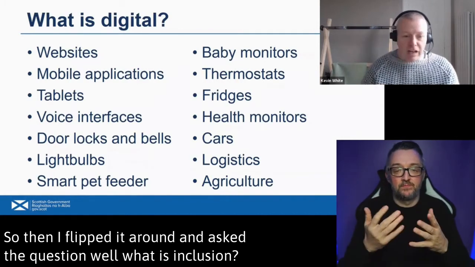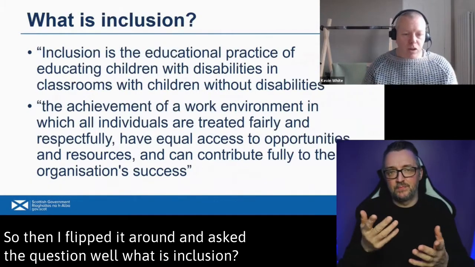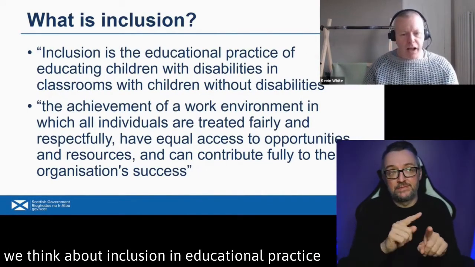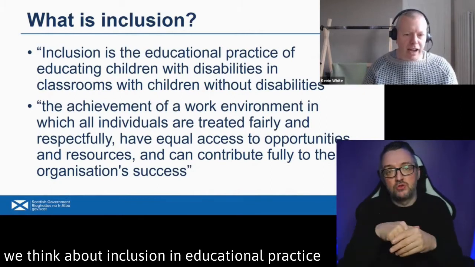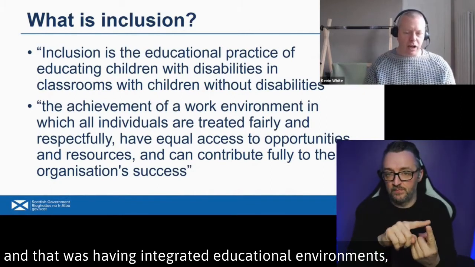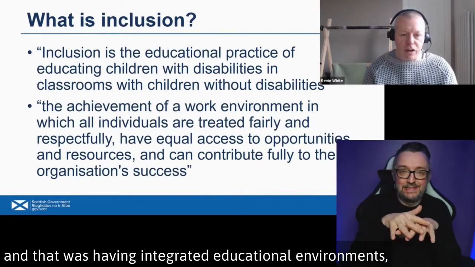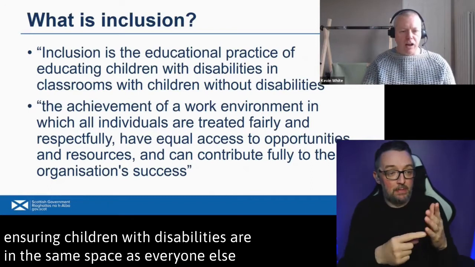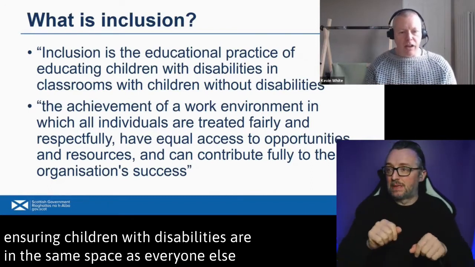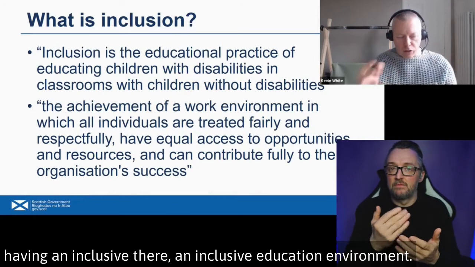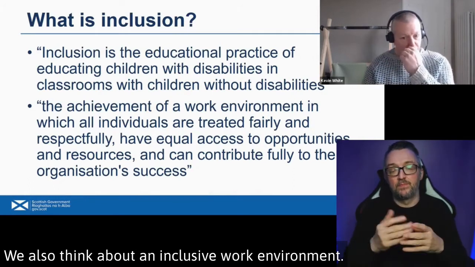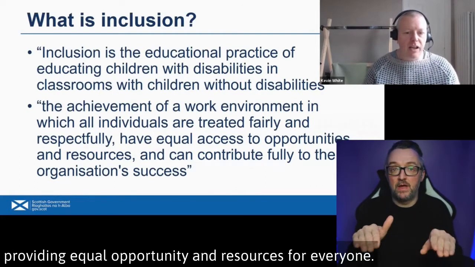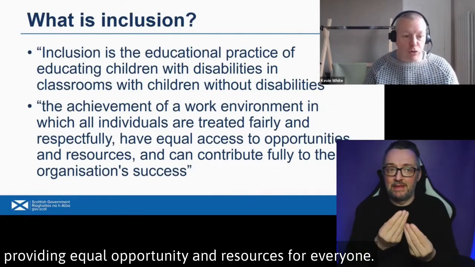So then I flipped it around and asked the question, well, what is inclusion? Inclusion comes from a number of different places. We think about inclusion in educational practice, and that was having integrated educational environments and ensuring children with disabilities are in the same space as everyone else, having an inclusive education environment. We also think about an inclusive work environment. We're treating everyone fairly, respectfully, providing equal opportunity and resources for everyone.